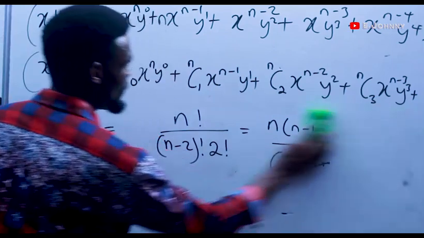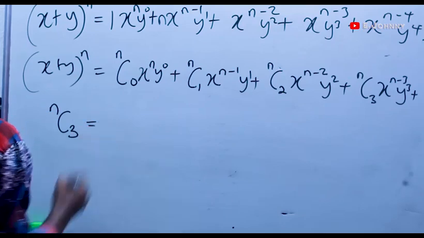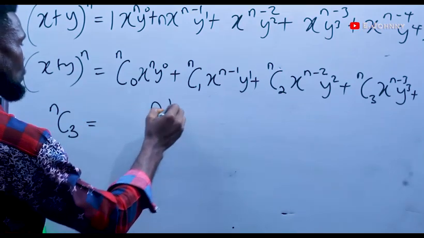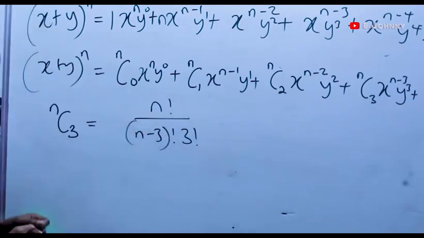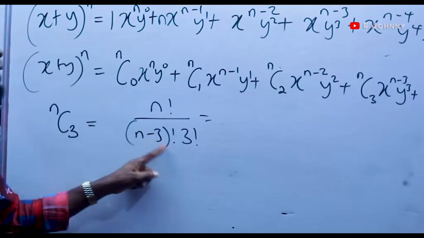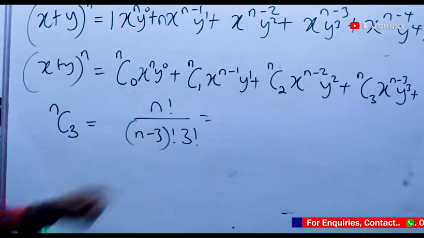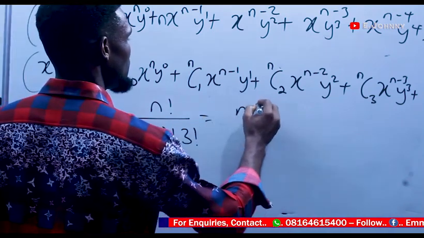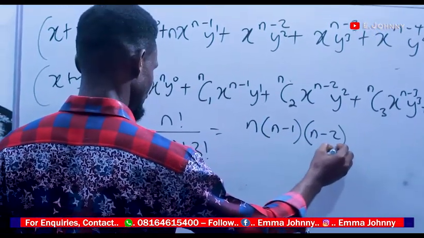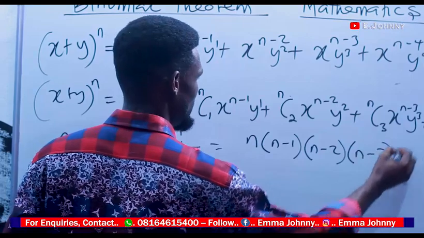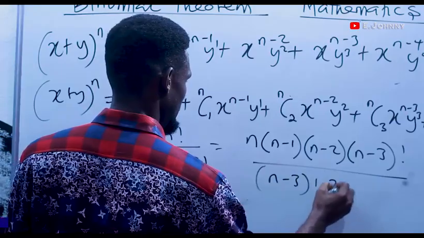Okay, so the next one now, if I'm looking for n combination 3, that will be n factorial over n minus 3 factorial, 3 factorial. Since I have n minus 3 factorial, I will expand this to stop at n minus 3 factorial. So the first one will be n, the next one will be n minus 1, the next one will be n minus 2, n minus 3 factorial all over n minus 3 factorial, 3 factorial.